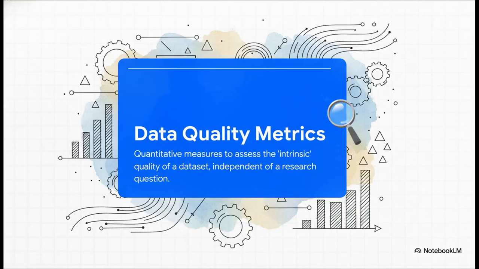All right, tool number 2, data quality metrics. So, what are these? They're basically just quantitative measures, real numbers, that help us assess the intrinsic quality of a data set. This is all before you even think about your specific research question. We're talking about things like how complete is it? How reliable are the entries? It gives you a baseline for the raw material you're working with.